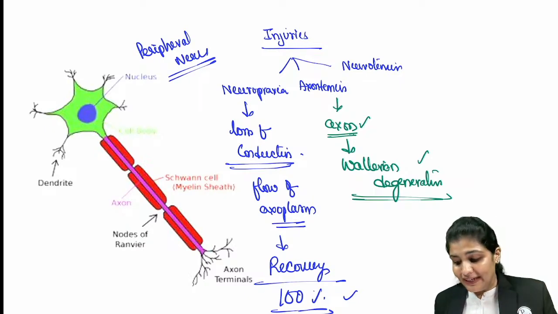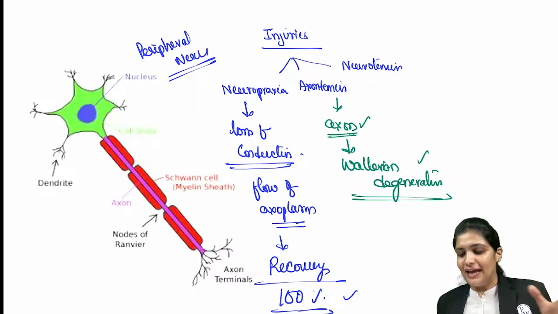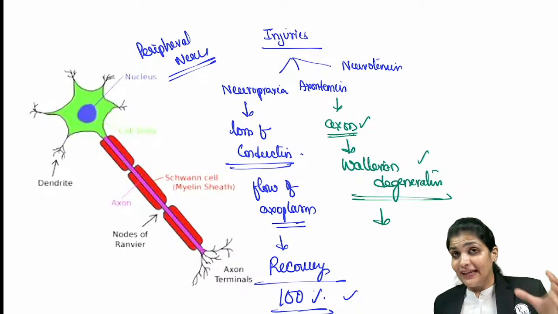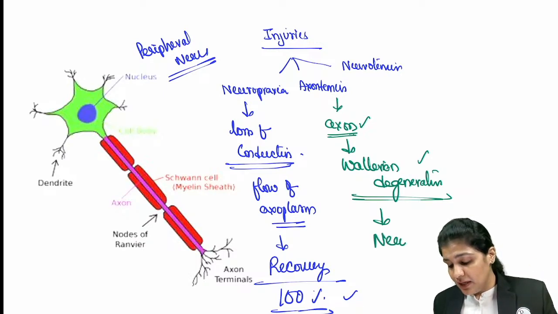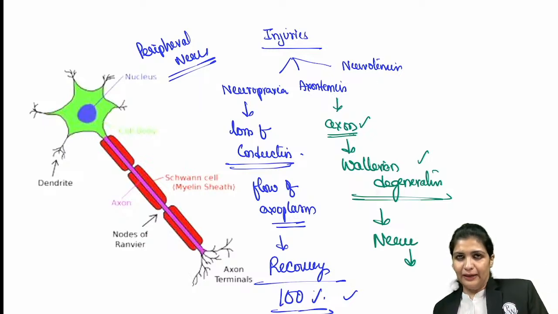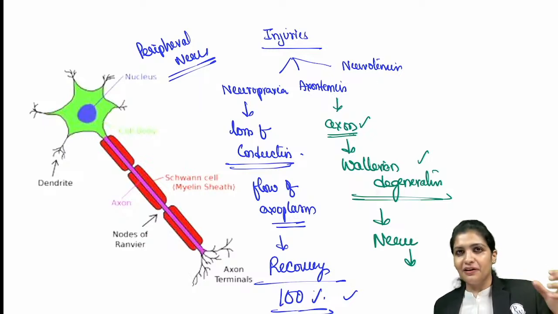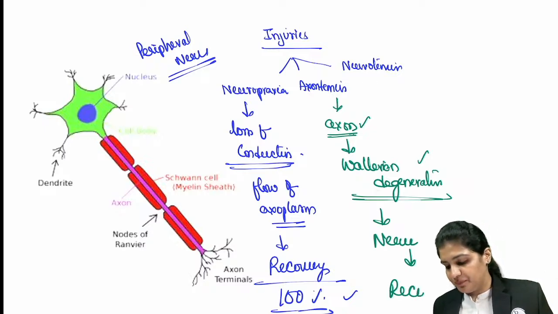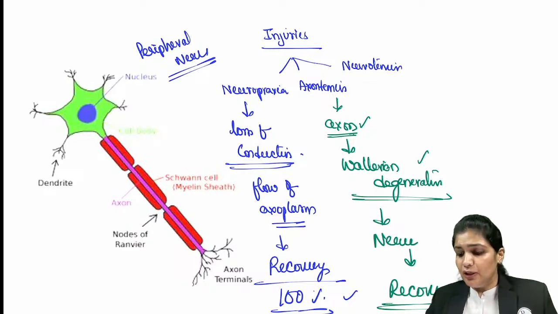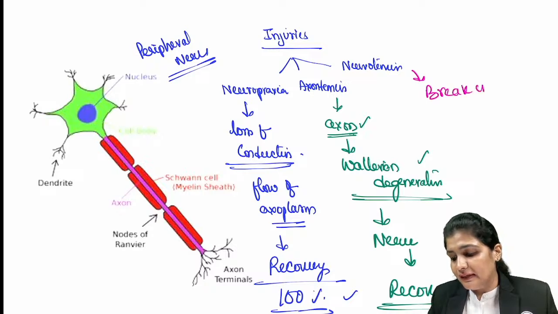Whenever there is Wallerian degeneration, it will occur in both the proximal and the distal part. This will take some time for the axon to form again, and then the axoplasm should be flowing again. So 100% recovery is not as much expected as in neuropraxia, but there will be recovery. Right, so this is axonotmesis. Neurotmesis, on the other hand, is where there is a break in the nerve.